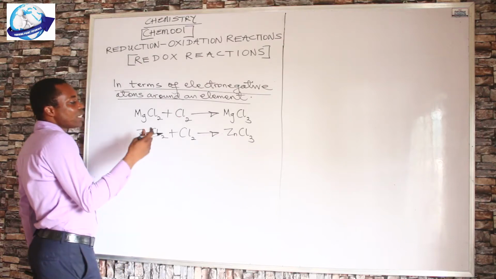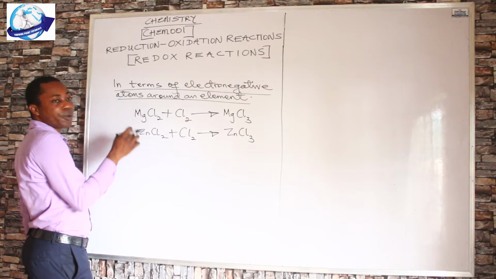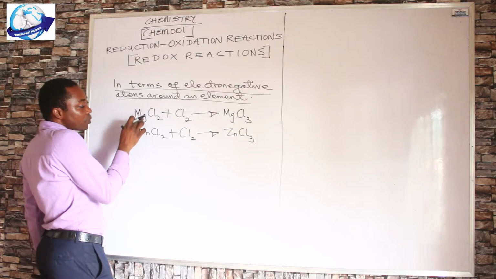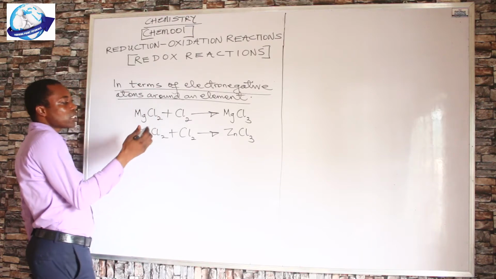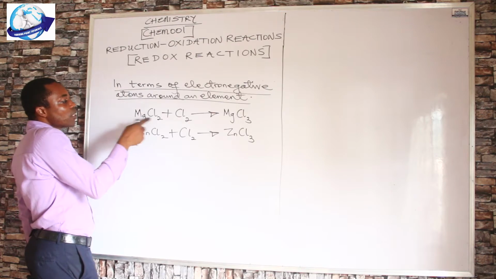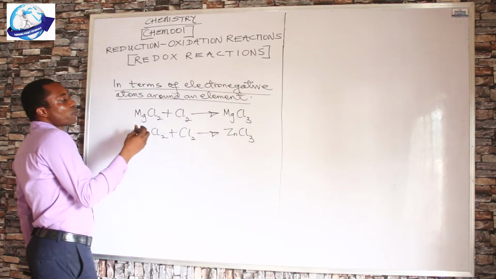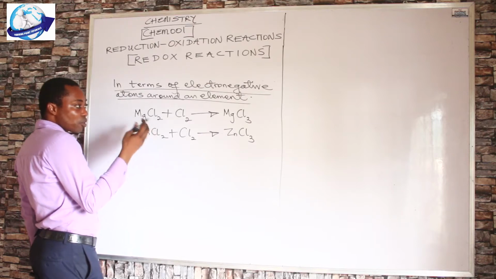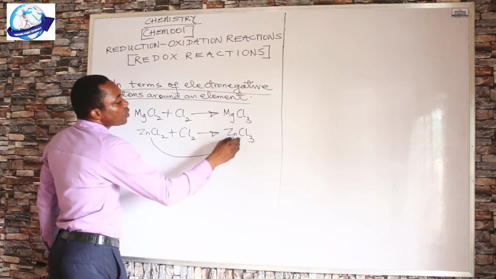There's an increase in the number of chlorine, the electronegative atoms, around the magnesium. Magnesium is actually the element here. So the number of chlorine atoms around this magnesium is just 2, but at the other side, it's now 3. It's an increase. What kind of reaction is this? It's called an oxidation reaction. Moving from this side to this side, this is oxidation.